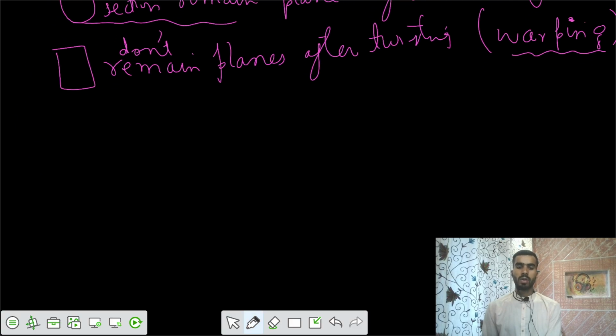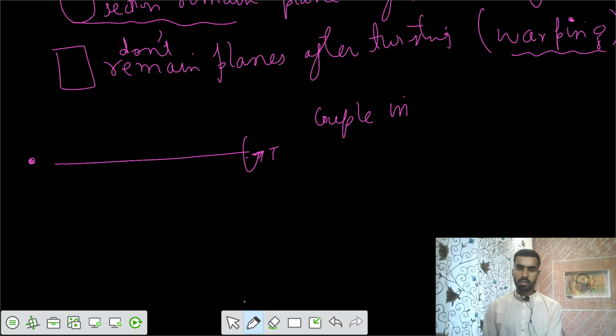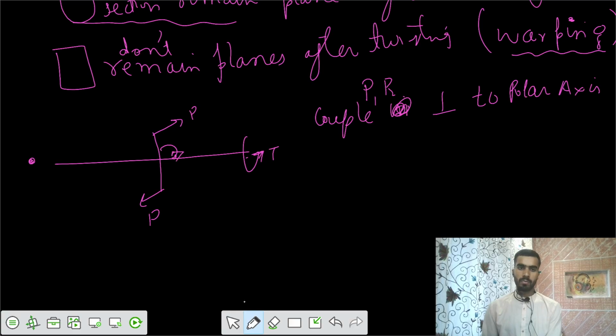After that, one more assumption is that the twisting couple is in a plane perpendicular to the shaft axis. This was your shaft axis, and the moment, the torque you develop, is developed because of a couple, P1 and P2, perpendicular to the long axis, the polar axis. As you can see from the first case, you are applying a load P here and a load P here, such that you develop a moment of MT1 about the long axis.